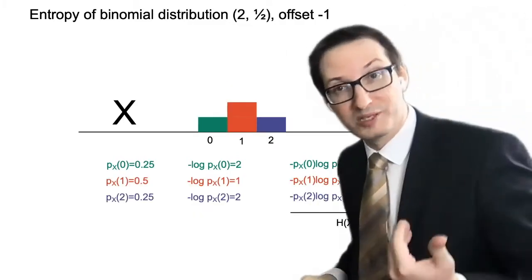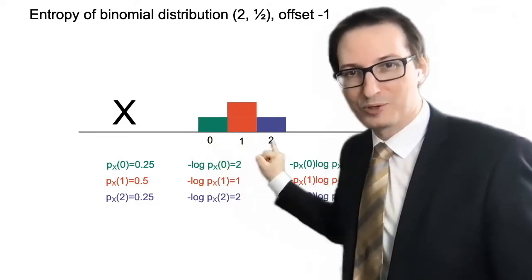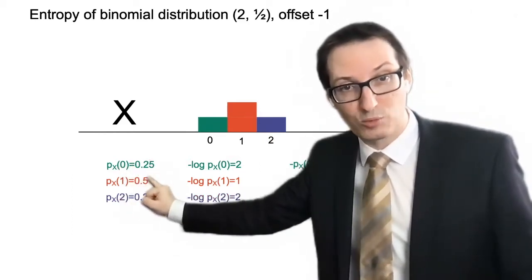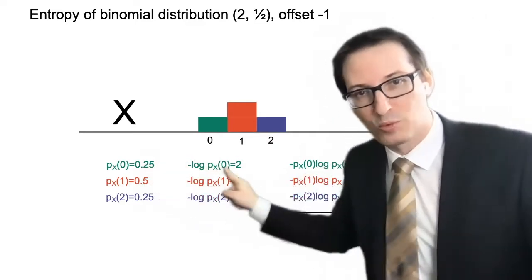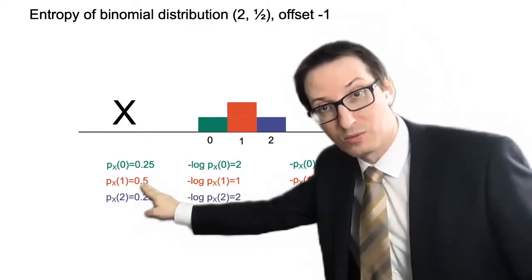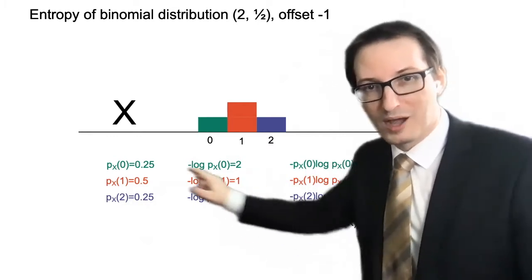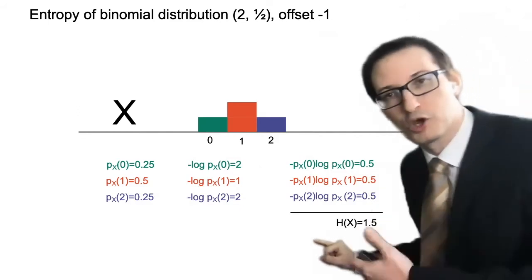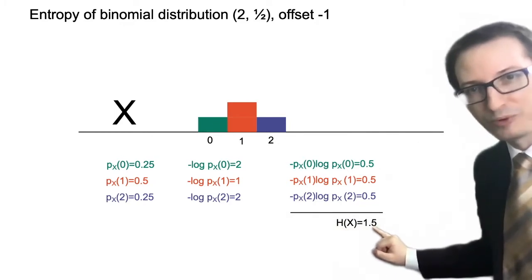Now let's take a binomial distribution. 1/4 of a chance that zero happens, 1/2 of a chance that one happens, and 1/4 of a chance that two happens. Well, in that case, these are my probabilities, 1/4, 1/2, 1/4. Now minus log of that, so it's two because that's 1/4, one divided by two to the power of two. Here it's one because that's one divided by two to the power of one, and here it's two, right? Okay. So now I multiply this, and I sum. This is my sum over minus P log P, right?